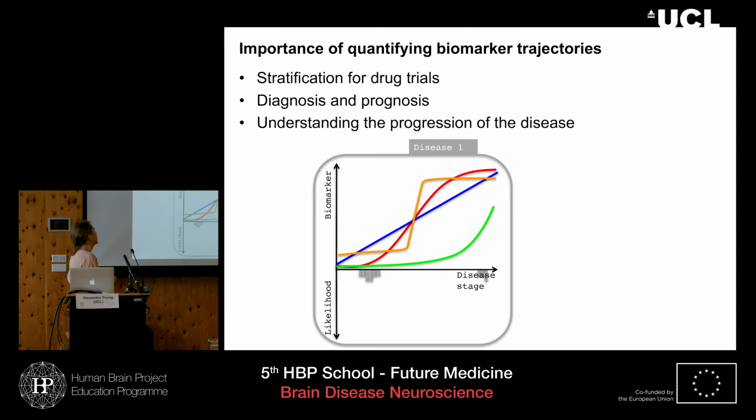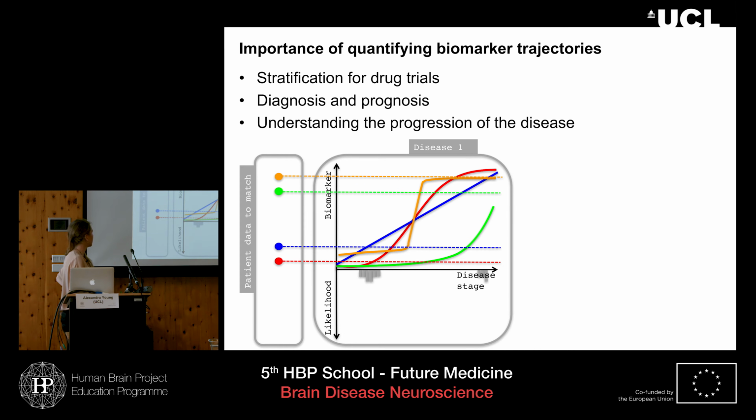So using this type of model, we could perform stratification for drug trials by being able to identify individuals at a particular stage of the disease by comparing their biomarker values to this model. We would compare their biomarker values and read off their most probable disease stage. We could also perform diagnosis and prognosis simply by, again, comparing biomarker values and reading off their disease stage. And we can understand the progression of the disease by identifying biomarkers that have shared trajectories, so that vary together in time, so biomarkers that are closely linked, basically.